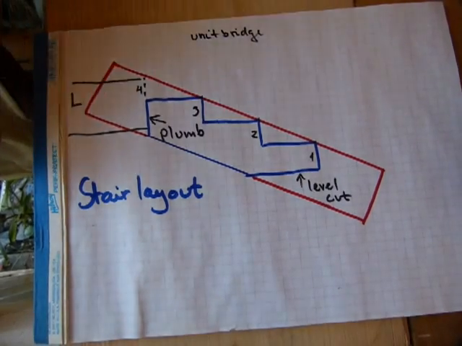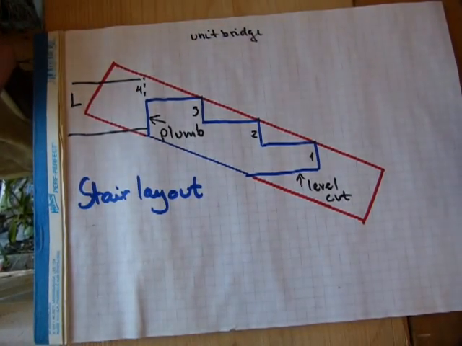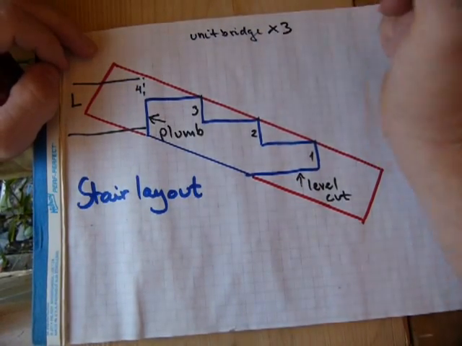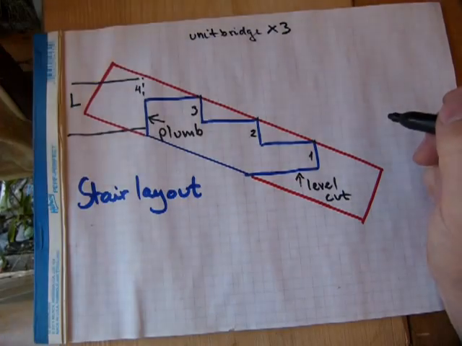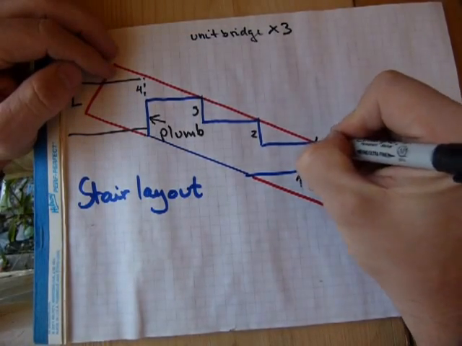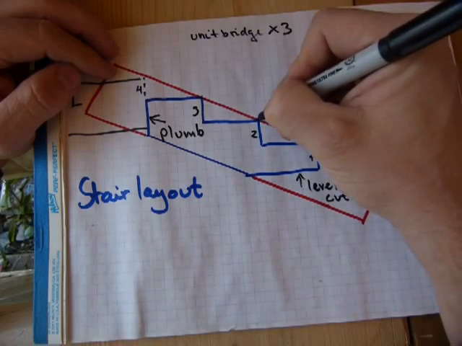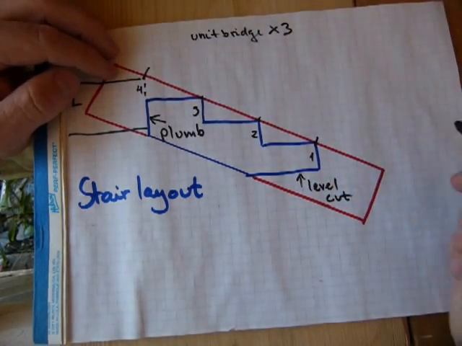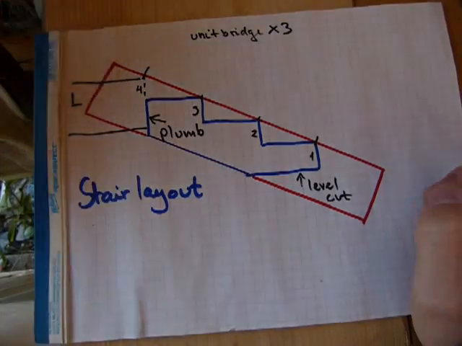Recall that the unit bridge was calculated in the stair calculation video and was tripled. That dimension, which was 39 inches and 7/8, will be laid out from this point, 1 unit bridge, 2 unit bridges, 3 to that point, and not anywhere else.